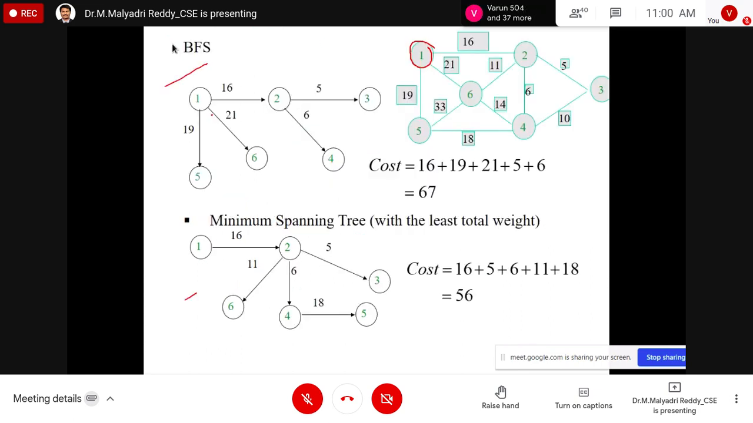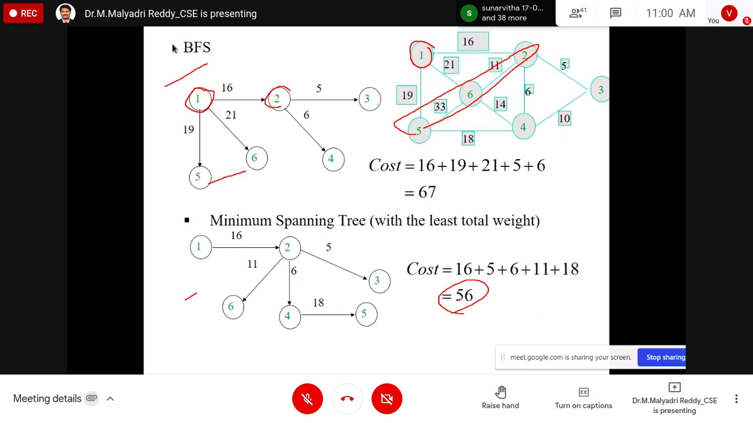In the BFS method, from the source vertex, I have to visit all the adjacent vertices. These are the 3 adjacent vertices to 1: 19, 21, 16. From this, what is the next step? First I choose the lesser value. So from these, all nodes are covered. The cost is 67. Suppose on that graph I apply the minimum cost spanning tree concept, I will get only 56 as the cost to visit all the vertices existing in the graph.